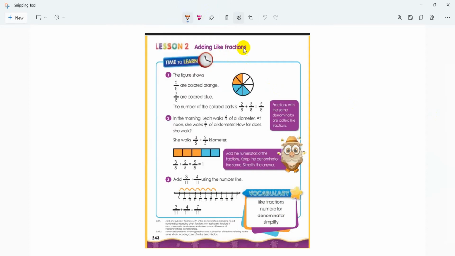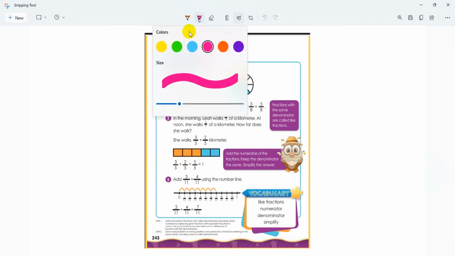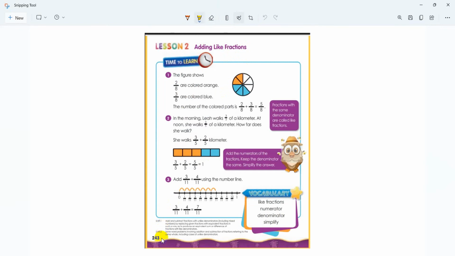Our lesson today is adding like fractions. Lesson 2, page 243 in the new math book, the second term book. Again, our lesson today: adding like fractions.